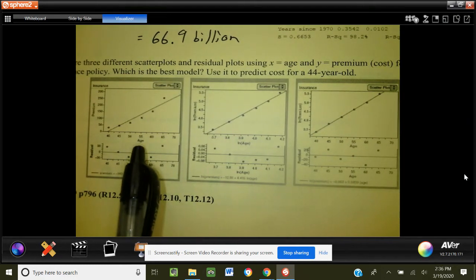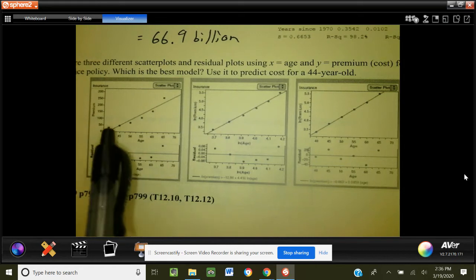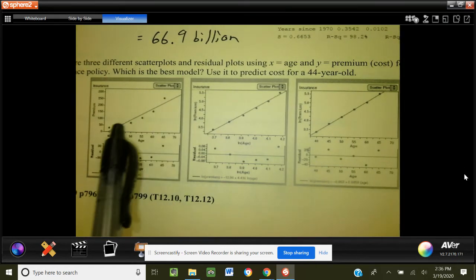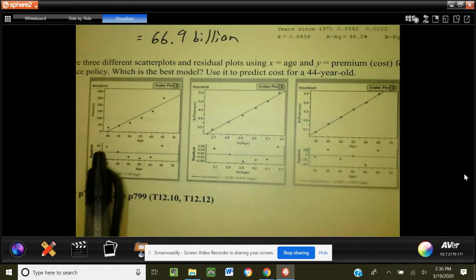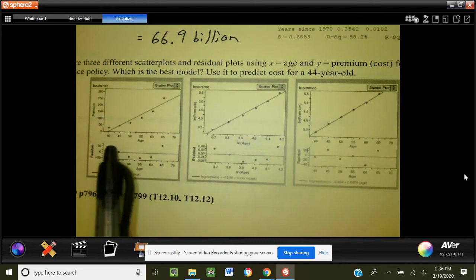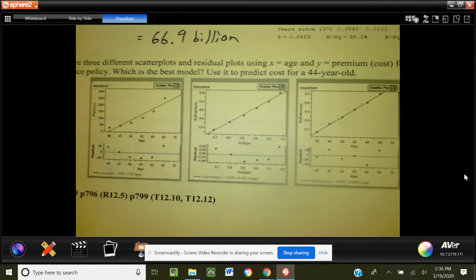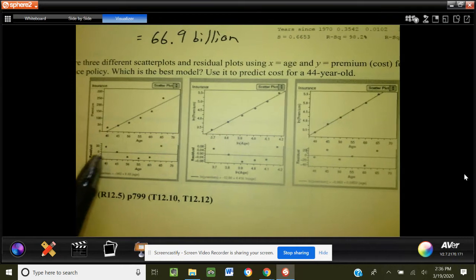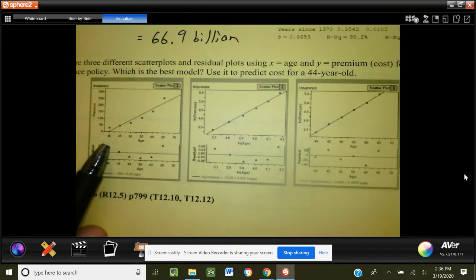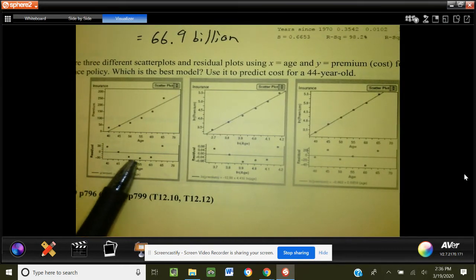If we just use the variables by themselves, notice that the scatter plot looks curved. And if you look at the residual plot, there is an obvious curve pattern here. I know you haven't seen a lot of examples of curve patterns in residual plots, but here's a pretty good one. All the dots are curving down and then back up.